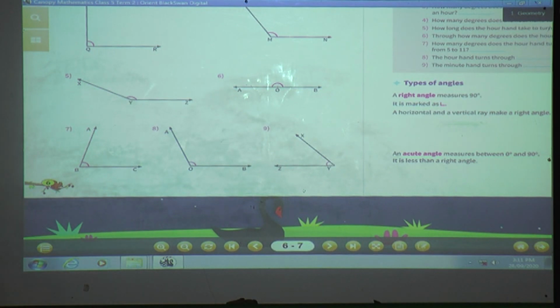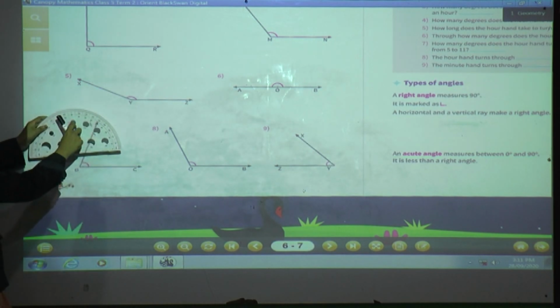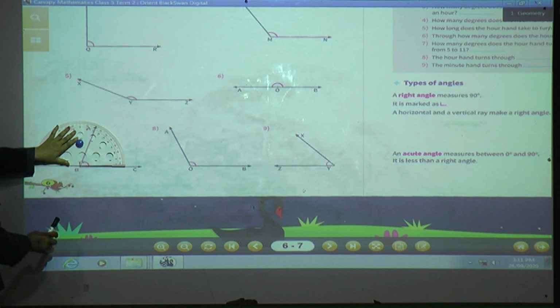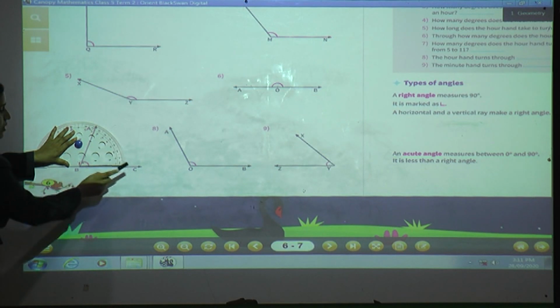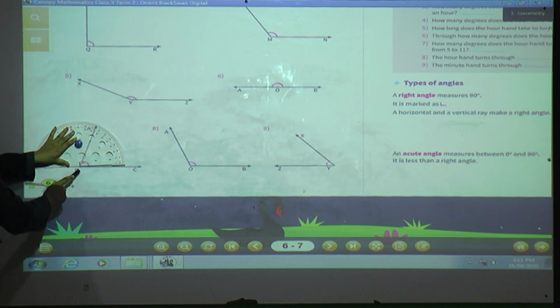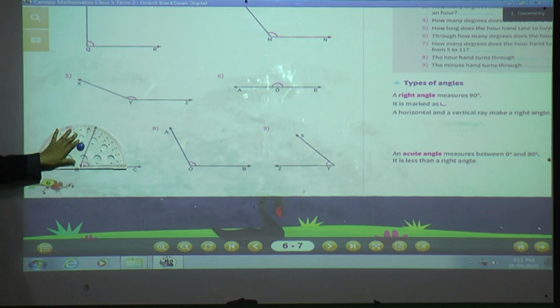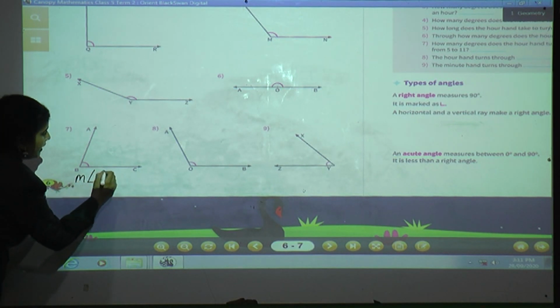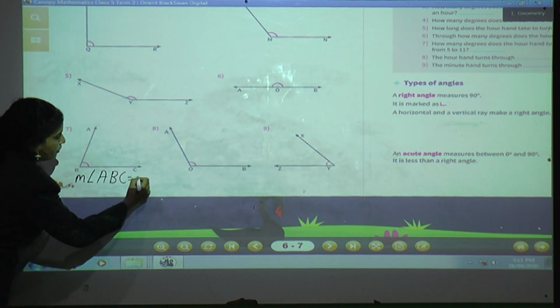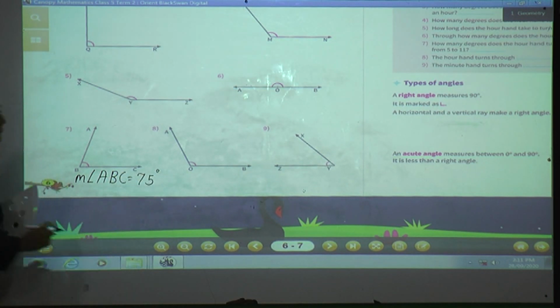Now students, next question, next figure, seventh one. See here angle ABC. Use your protractor. Keep the center on the vertex. Yes, B. Here is vertex B. Here the arrow is on the right side, so measure by the inner scale. Now here the ray AB is on 75 degree. So the answer is measure angle ABC is equal to 75 degree. Now eighth one.